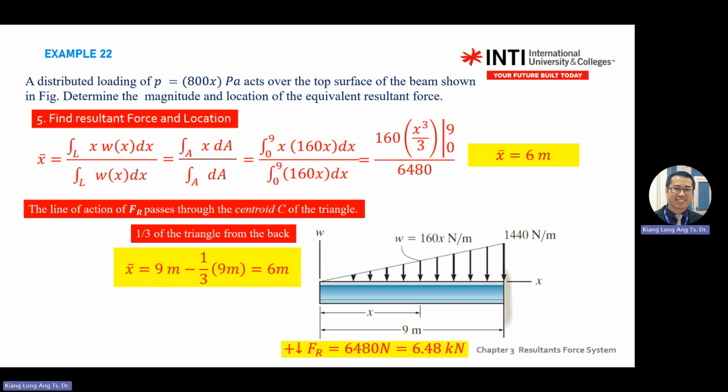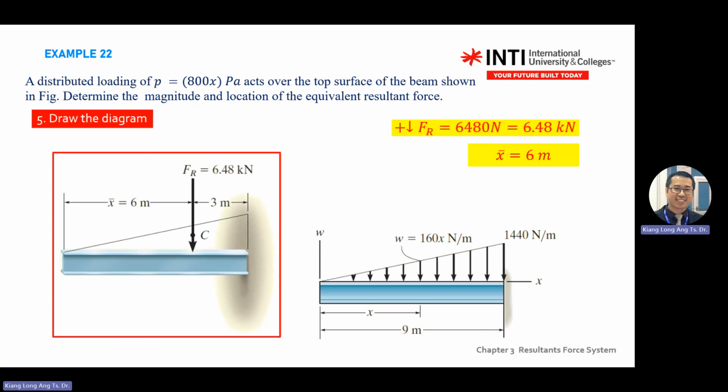What about a stupid question? What about a square? What do you think? If you have a square distributed load, center lah. Okay, the rest again, remember to draw the diagram.